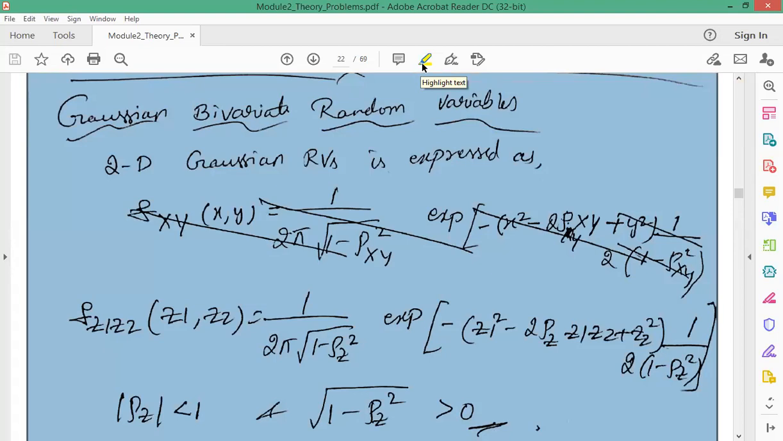Here we are going to assume Z1 and Z2 as the bivariate random variables.